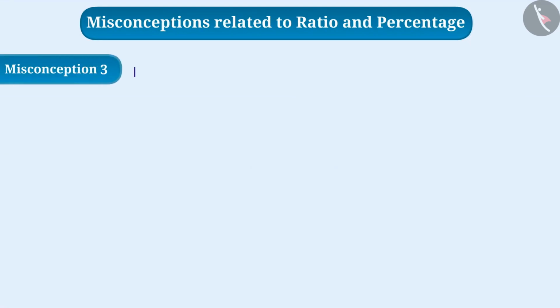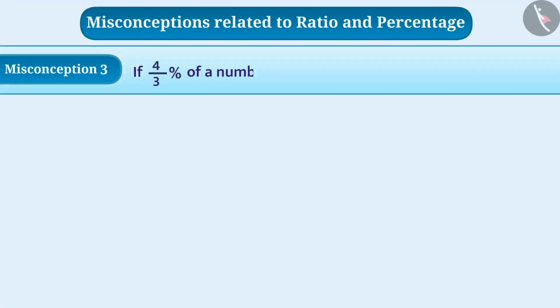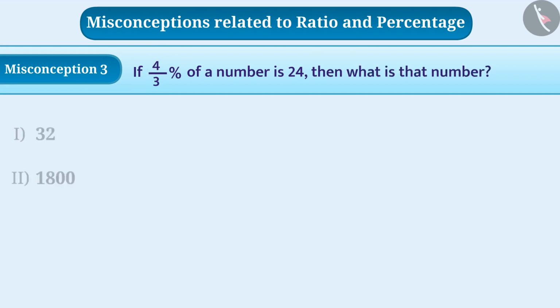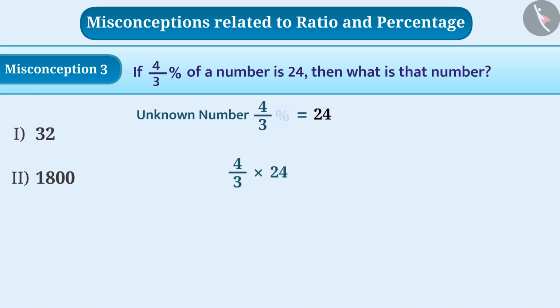Misconception 3. If 4 by 3% of a number is 24, then what is that number? To find the unknown number, children ignore the percent sign and multiply 4 by 3 with 24, from which they get the answer 32. But this is a wrong answer. Therefore, option 1 is the wrong answer. This mistake happens because of not understanding the question properly.